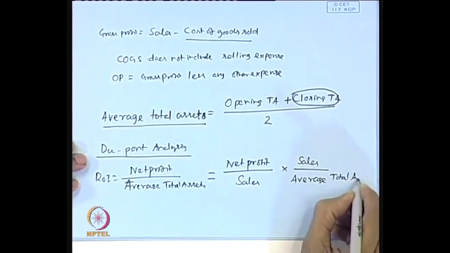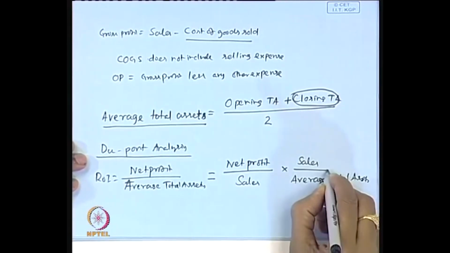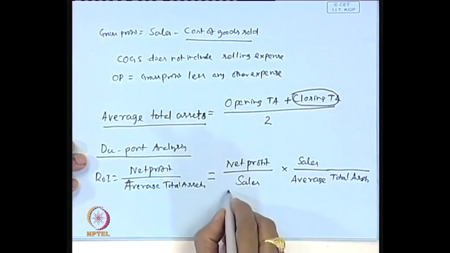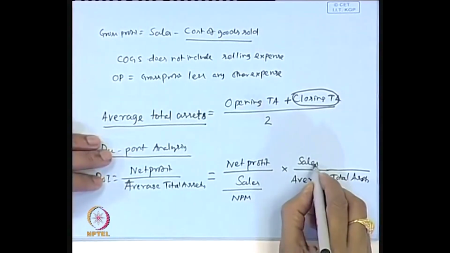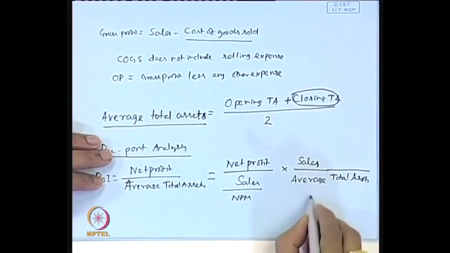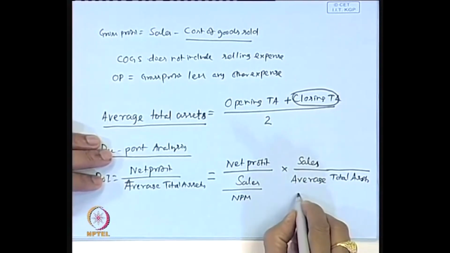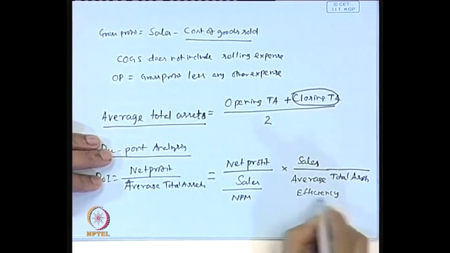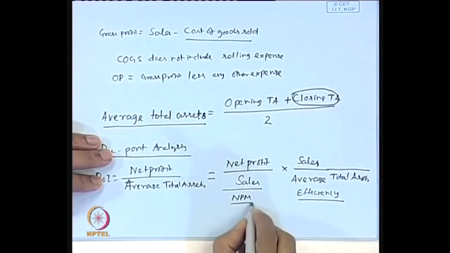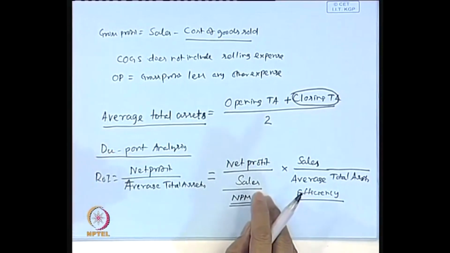total assets. The beauty of this analysis is that one part is the net profit margin, and the other is sales by average total assets, which essentially talks about the efficiency of utilization of assets, while the first talks about how profitable the operations are. That means the profitability multiplied with the efficiency tells how much return has been earned on the investment.